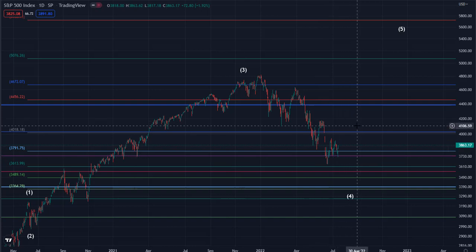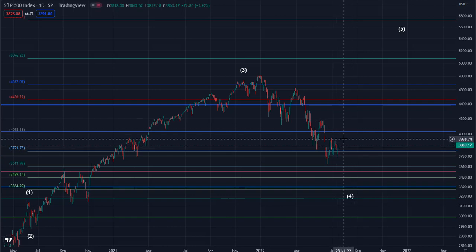Most likely if it goes over 4100, that's what I would be looking for. I would be looking for one more move down, and that would be the end of this move. That's what I would be looking for if this got over 4100.